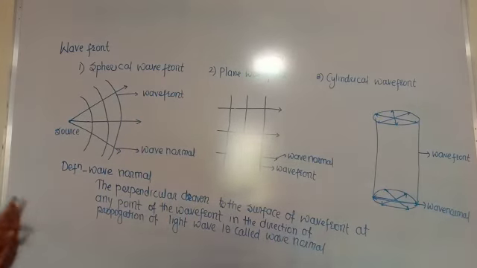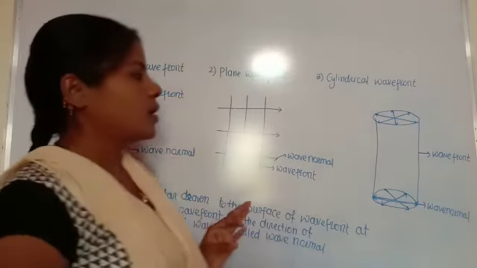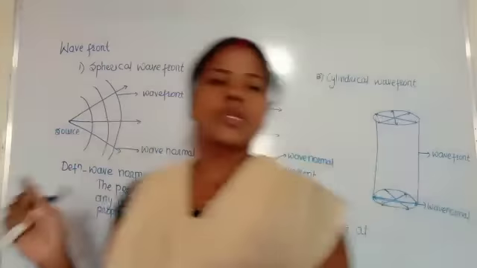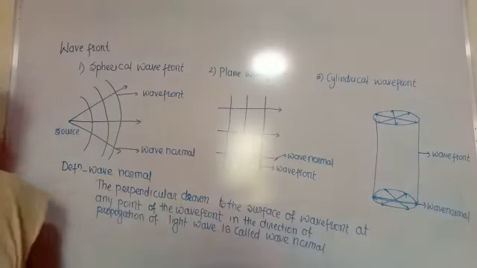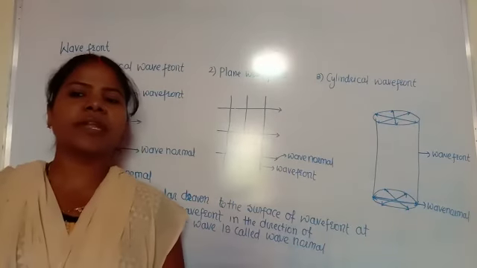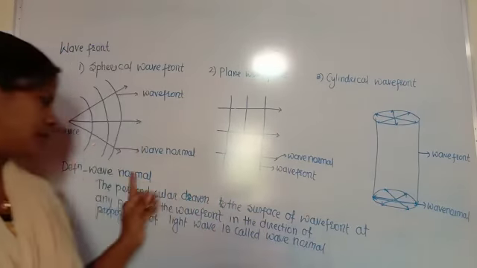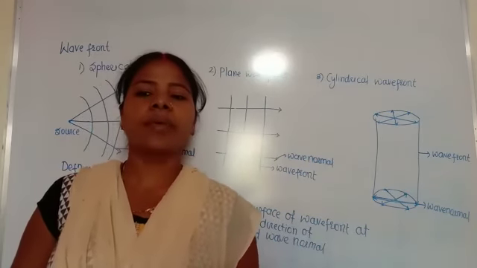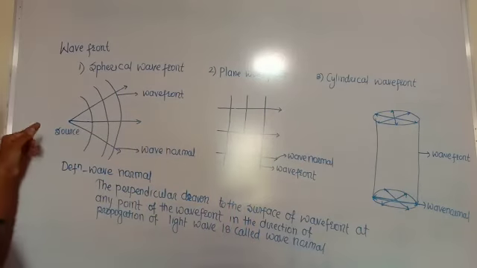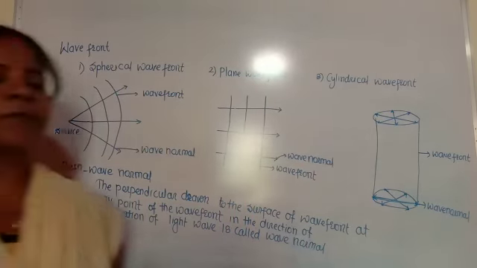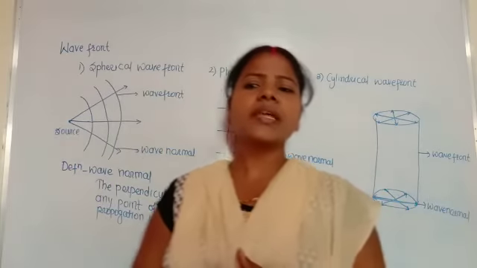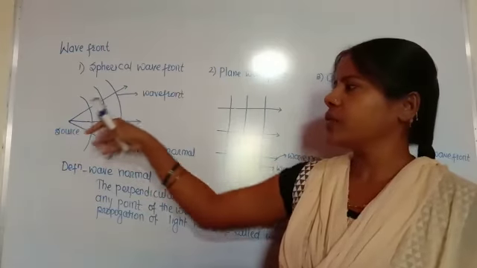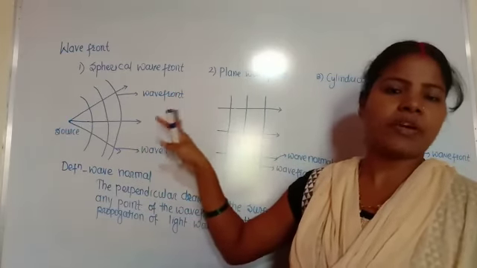In the next class, the next topic is the properties of wavefront. From this discussion, what properties do we observe? First property: the wavefront is the surface in the medium through which the light propagates. Second property: the light wave travels perpendicular to the surface of the wavefront. Third: the energy of the wavefront is propagated in the direction perpendicular to the wavefront. As the light wave travels perpendicular, the energy also travels perpendicular.